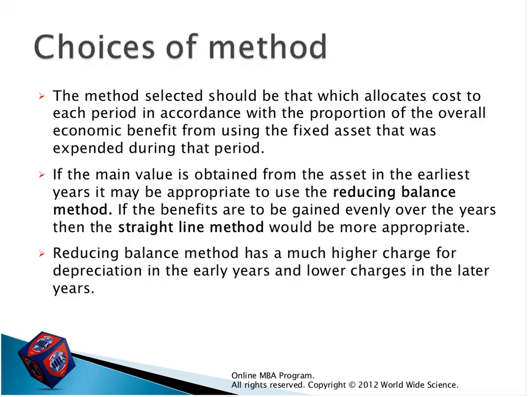But if you would like to gain the benefits evenly over the years, then you can use the straight line method. It would be more useful for those companies. As I told you, the reducing or declining balance method has much higher charges in the earliest years, so it depends on the company. Sometimes a company uses the depreciation methods in combination. For some kinds of assets they use the straight line method, and for the rest they could use the reducing balance method.